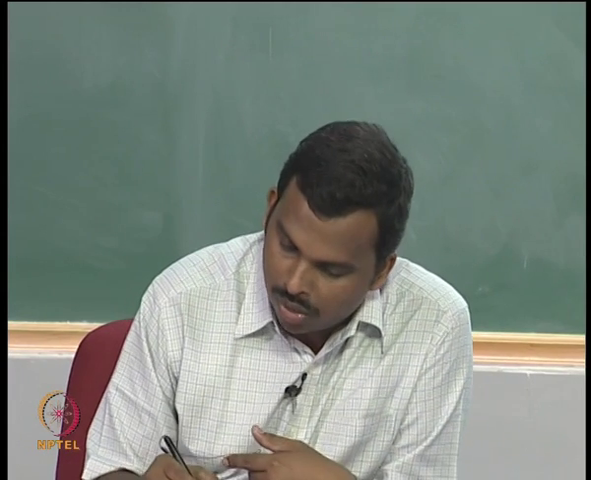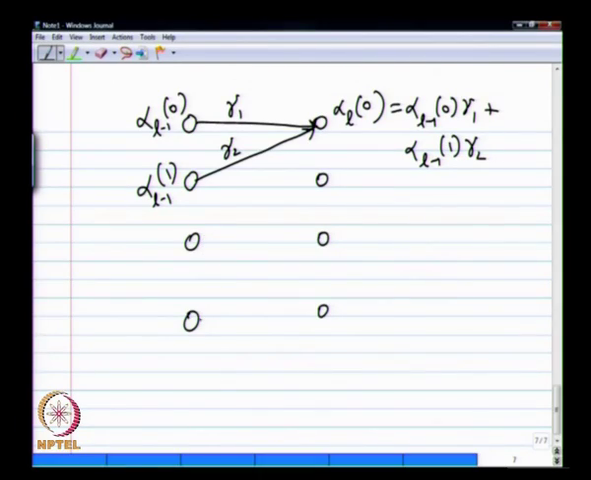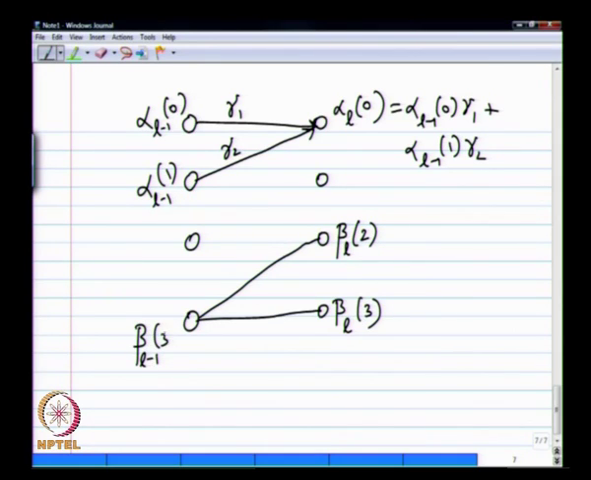Maybe this goes here and goes here. If you want to look at beta L of 2 and then beta L of 3, and if you want to compute beta L minus 1 of 3, and if this is, say, gamma 1 prime, gamma 2 prime, what will this be? This will once again be the natural formula: beta L of 2 times gamma 1 prime plus beta L of 3 times gamma 2 prime. So I can write down the beta recursion more formally also.